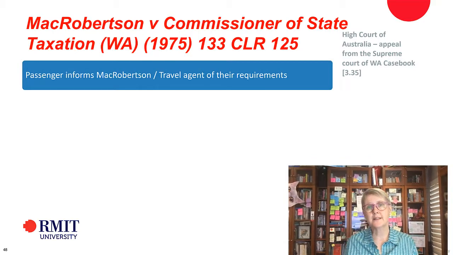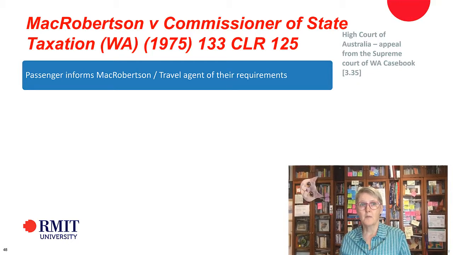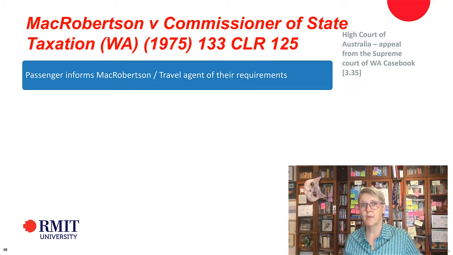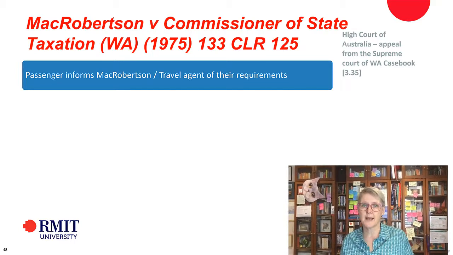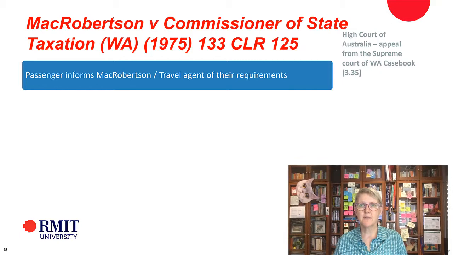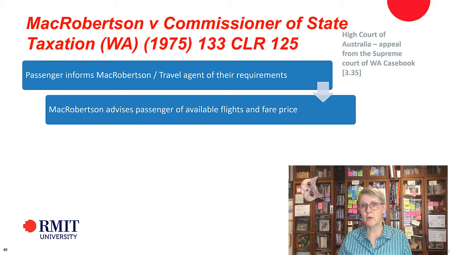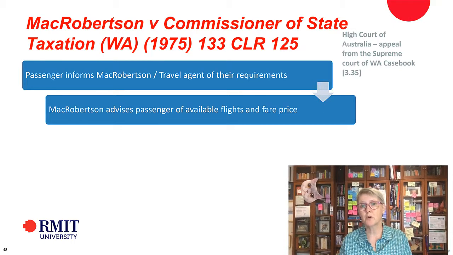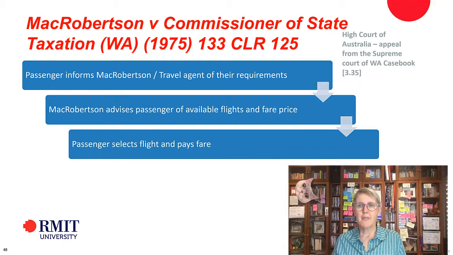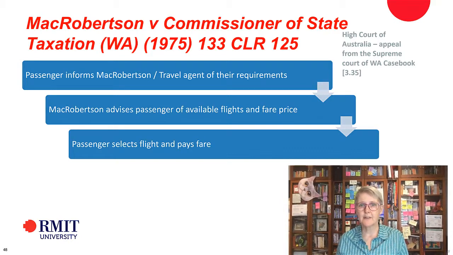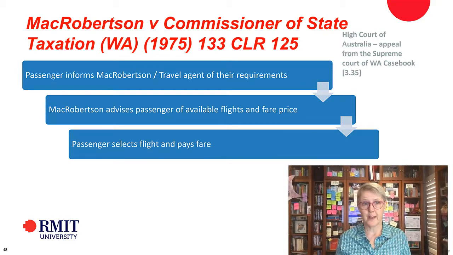So basically, the facts go like this. When you're buying a ticket from MacRobertson, what you do is you inform them, whether that's the airline directly or the travel agency, of your requirements as a passenger. The next thing that will happen is that MacRobertson will advise you whether there were available flights and what it would cost to fly on that day. All pretty simple, yeah? At that point, the passenger gets to select the flight that they want to go on, and they pay the chosen fare.